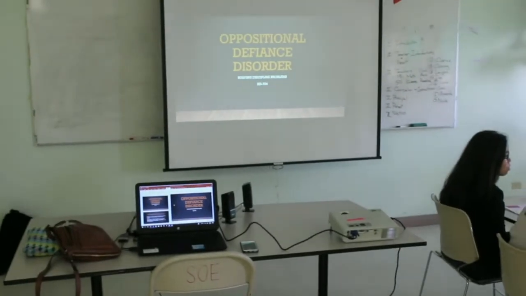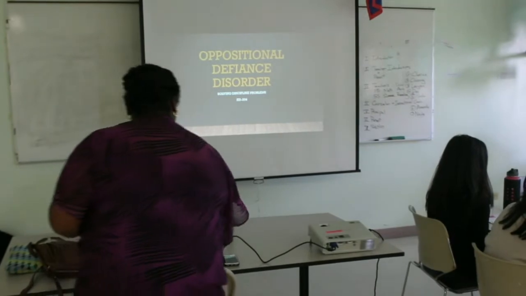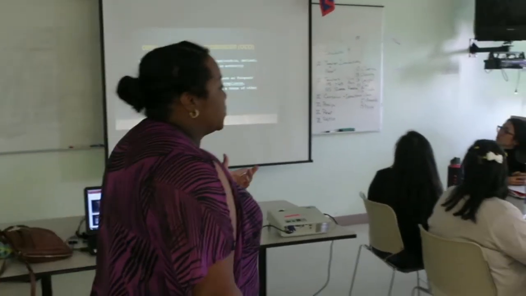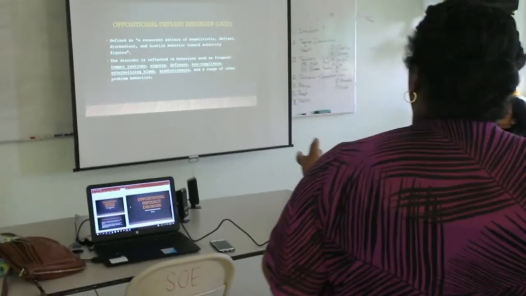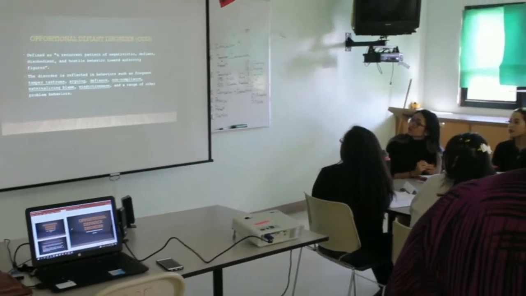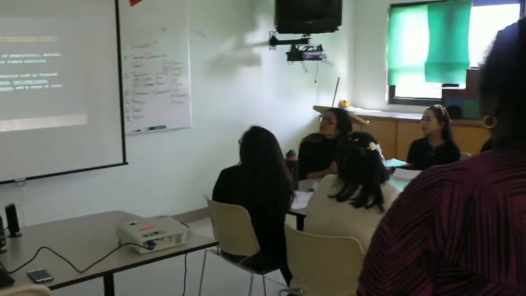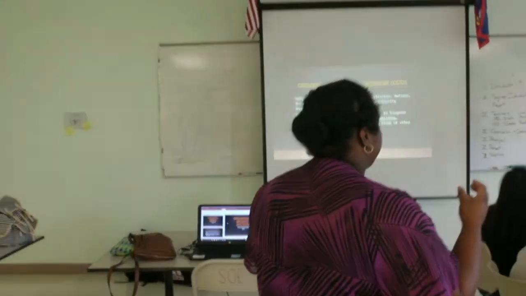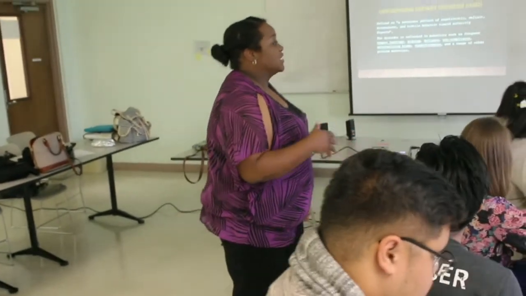Okay. Again, oppositional defiance disorder and conduct disorder go together, right? Oppositional defiance disorder is defined as a recurrent pattern of negativism, defiant, disobedient, and hostile behavior toward authority figures. The child essentially is not breaking laws like conduct disorder, but he or she is just showing the lack of following rules based on authority figures, whether teachers, parents, and so forth.